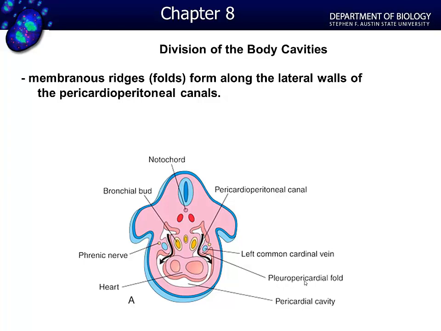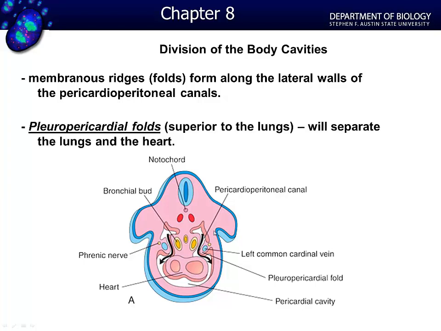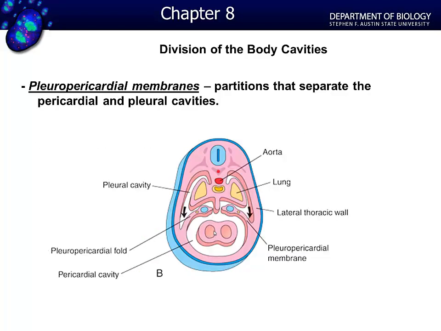And they're going to be impinging upon it and restricting the flow of material from the pericardial cavity into our pericardial peritoneal canals to get back to the back part of the embryo. Well, these are going to thin further, and they're going to become our pleuropericardial membranes. So at first we have the folds, and this is going to begin that process of separating the lungs from the heart and partitioning off the pericardial cavity from everything else.